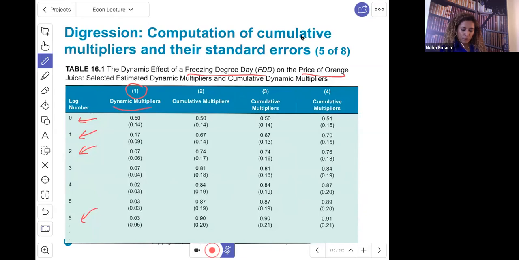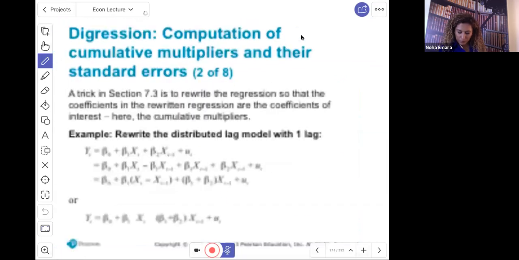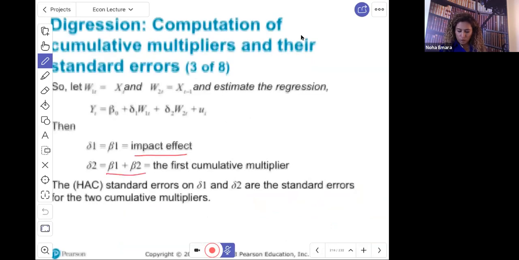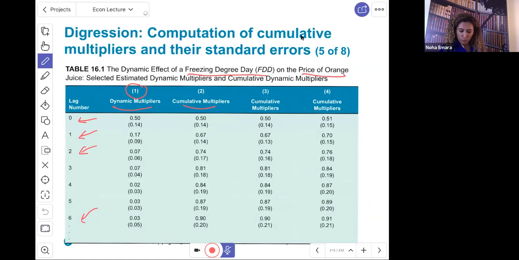The main difference between 1 and 2 is that 2 is the regression in terms of cumulative. It's already created in terms of cumulative, as you can see here in column 2. Instead of having Y on X_t, X_t minus 1, X_t minus 2, up to X_t minus 10, we're setting up this regression in terms of the percentage change in price on the change in FDD and the first lag. This gives me a shortcut of the cumulative dynamic multipliers without me having to compute it. So the main difference is this is dynamic and this is cumulative.